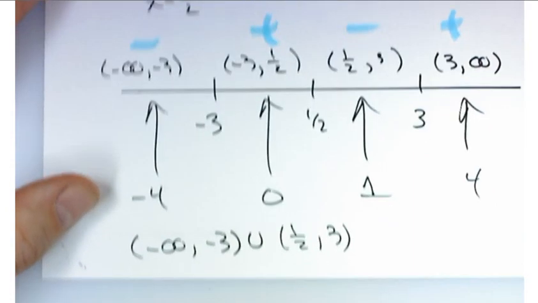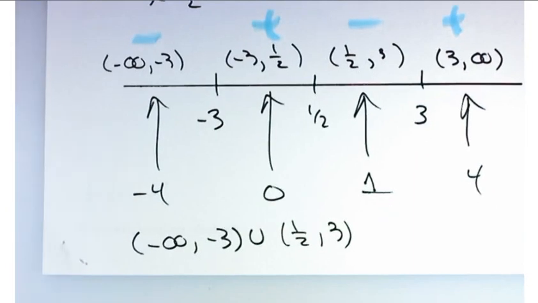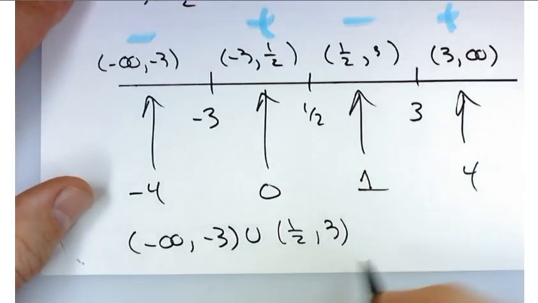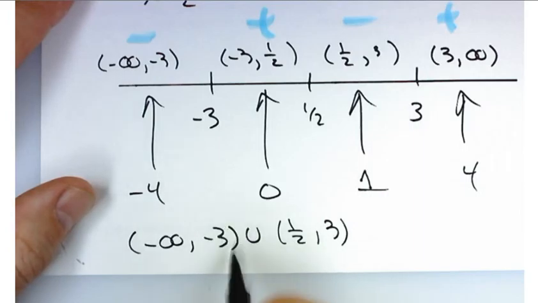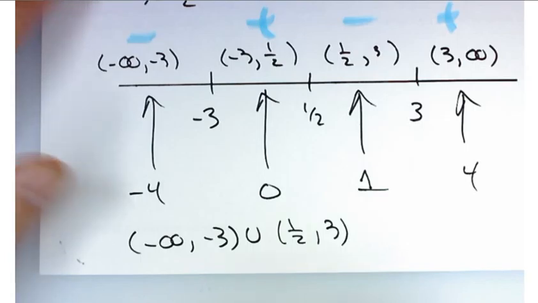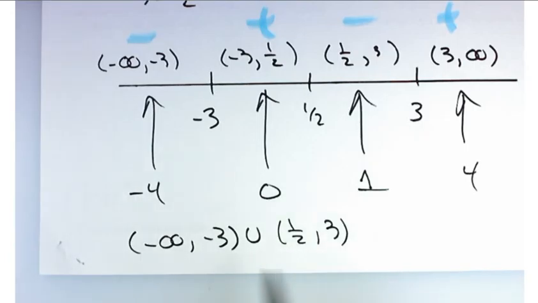Now this one was pretty nice in as much as the graph concerned itself with only where this was less than 0. So we didn't have to worry about the endpoints. Had the problem said less than or equal to, we would have had to include these two endpoints. So I'd have used a bracket here and a bracket here and a bracket here. Because that would have been where it actually equals 0. So we could include those points.